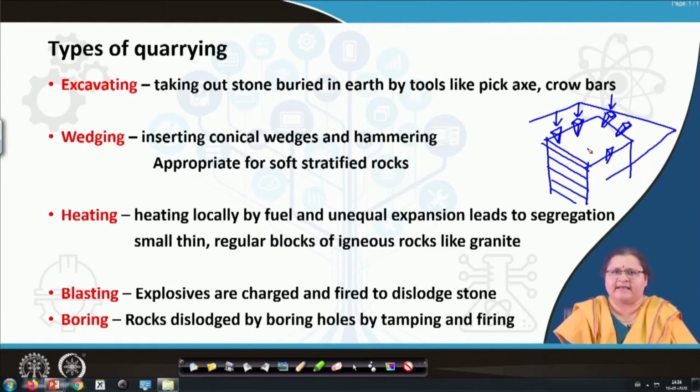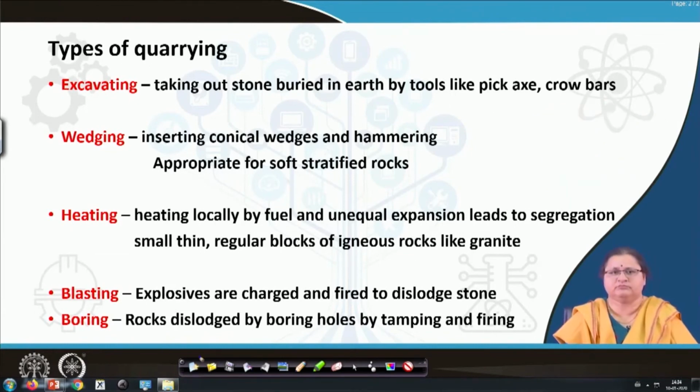Again, you can apply heating. So, by putting fuel in some portion, you can create a localized unequal expansion that will lead to segregation of the layers. So, small thin regular blocks can come out. So, these are particularly for the igneous rocks like the granites can come out like this.